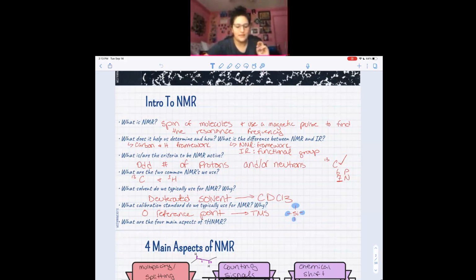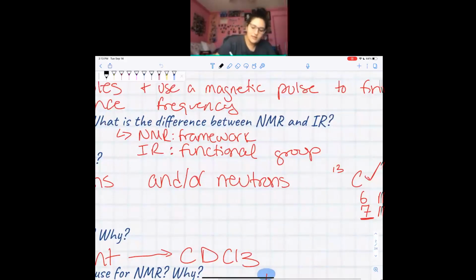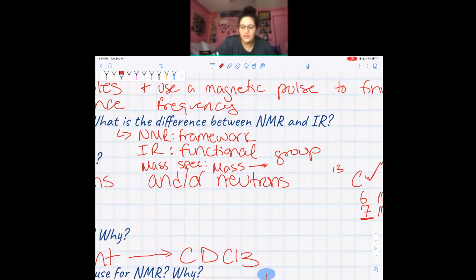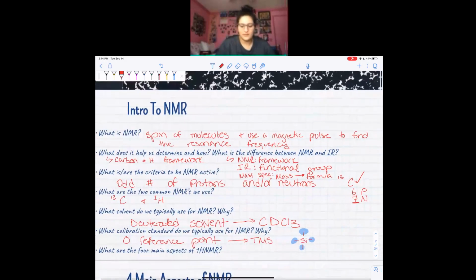And now we've done 3 different types of spectroscopy, so I will add that here for you. NMR tells us the structural framework, IR tells us functional groups, and mass spec just tells us the mass, which we can use to figure out the formula. Ta-da.